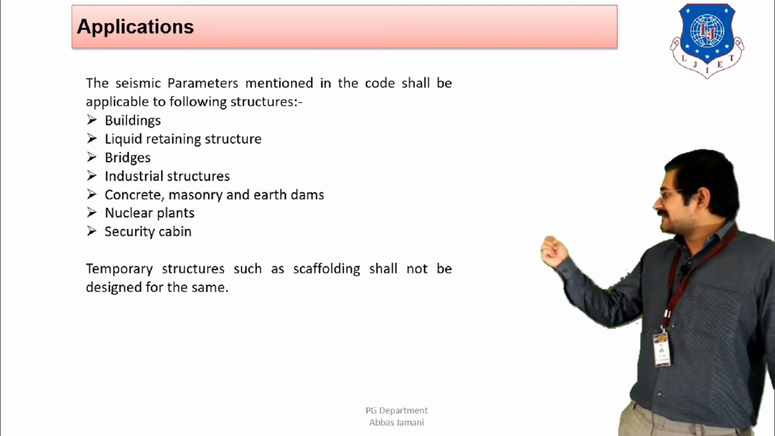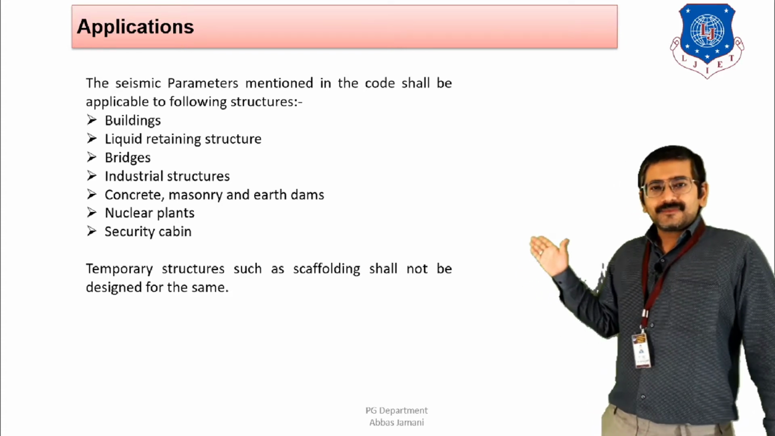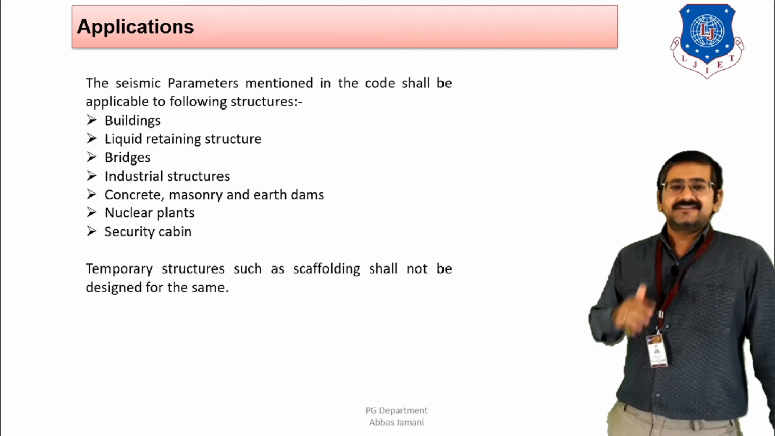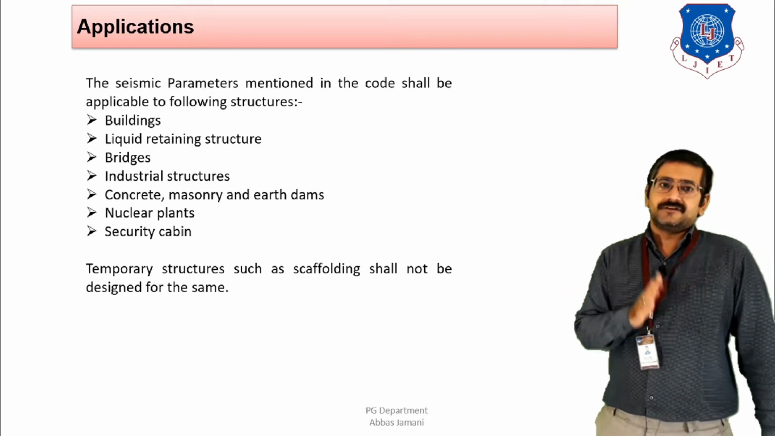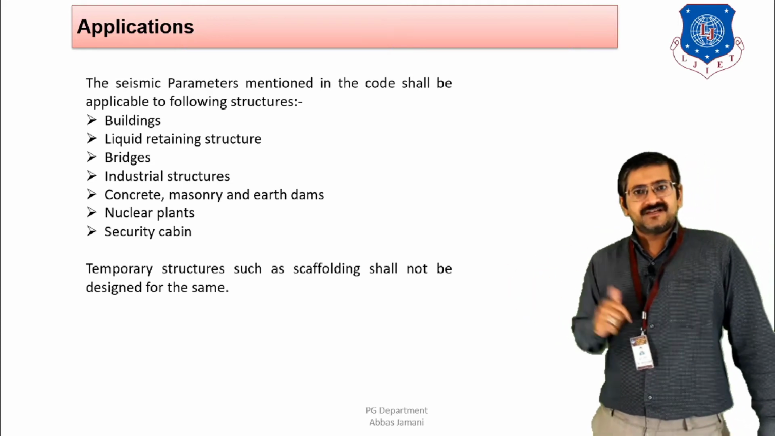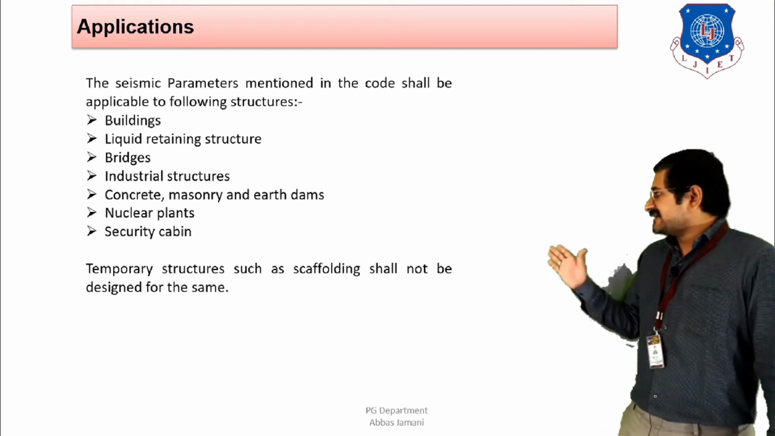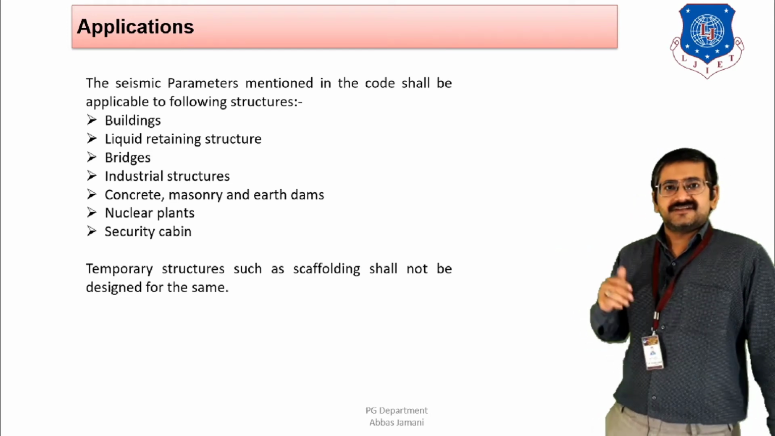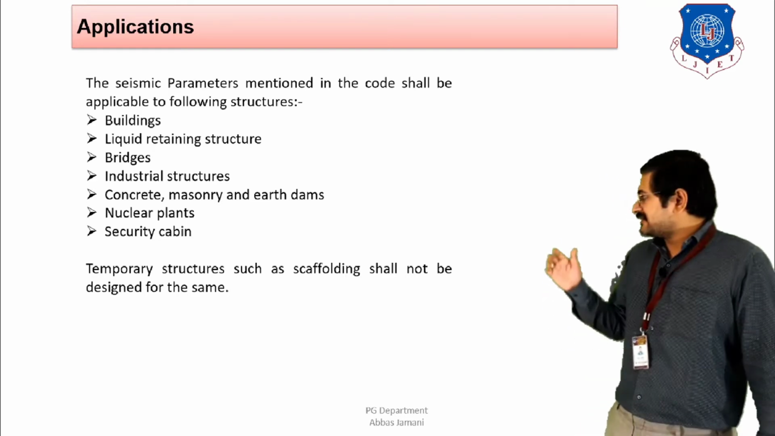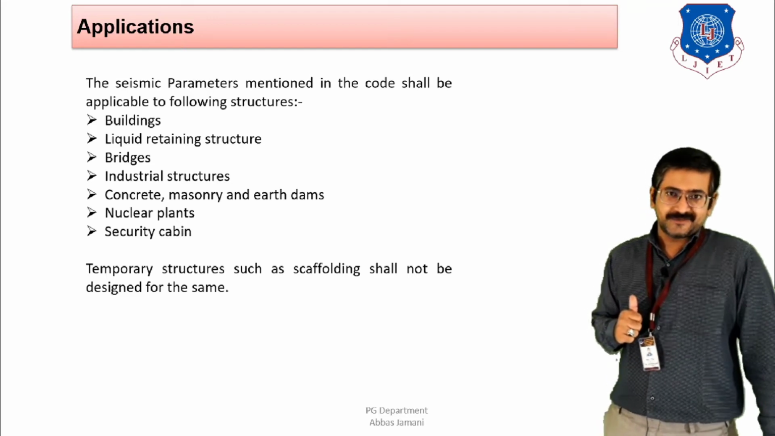The second type of structure mentioned is the liquid retaining structure. Then third is embankment and retaining walls, which can also be included in this particular category. That is, the retention of water as well as retention of earth, both are considered. Then bridges, any type of bridges, shall also be considered for this type of codal provisions mentioned over here. Then industrial stack-like structures where silo, chimney, industrial plants, manufacturing units, all these are included. Then you have the concrete dams, masonry dams and the earthen dams. All types of dams are also included in this particular category.